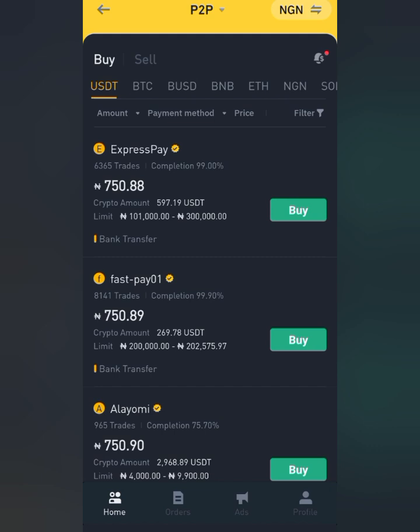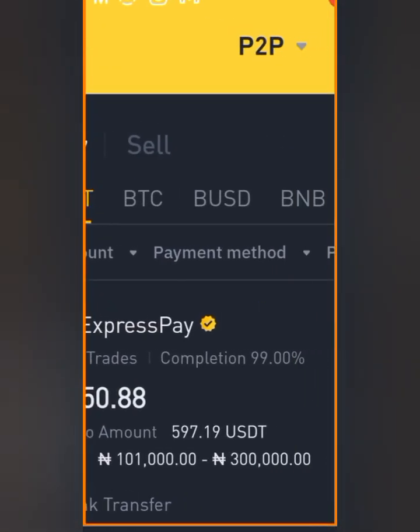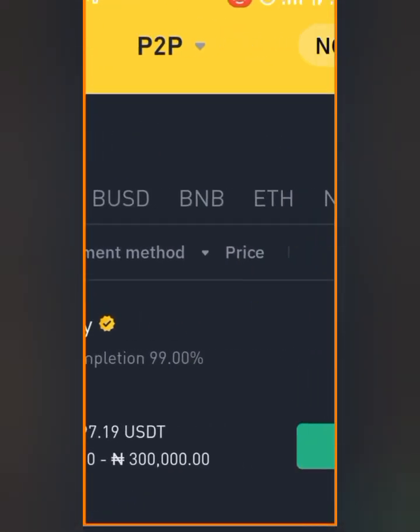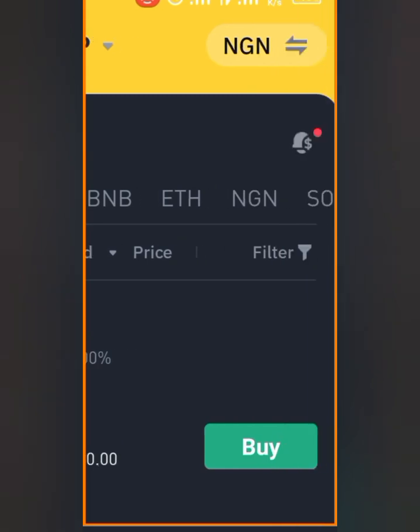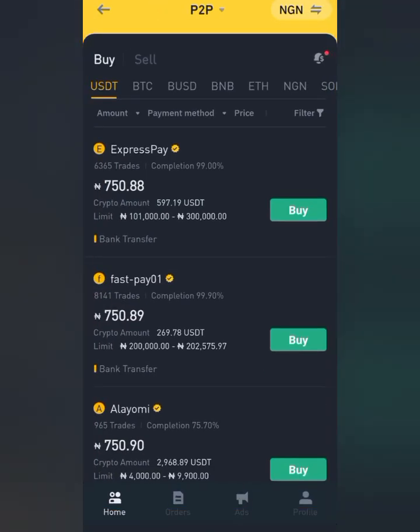But if you just want to learn how to sell or buy on the P2P market, let's say you don't even want to be a merchant, but you still want to take advantage of how you can do arbitrage using the P2P platform. Very simply, here we are on the buy page, and you can see that there are different currencies here. We have the USDT, BTC, BUSD, BNB, Ethereum, even the Nigerian Naira, which is currently selected.